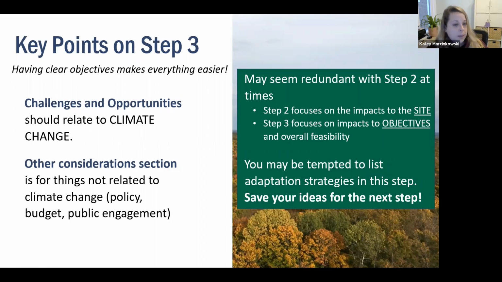So these are just a few key points summarized for step 3. First off, the big thing: the challenges and opportunities that you're identifying on this step should relate to climate change. The course is about climate change and how these impacts affect our management. And if you do have other management challenges or opportunities that you want to record that are not related to climate change, those go under the other considerations item when you're thinking about feasibility. So everyone deals with policy and budget constraints and engaging the public and other not climate related things, but when we're thinking about challenges and opportunities, we really want to filter those out into the other considerations section and just focus solely on climate change.